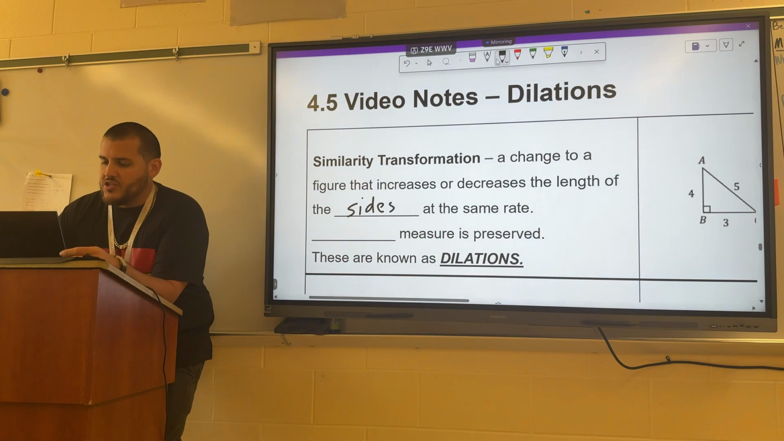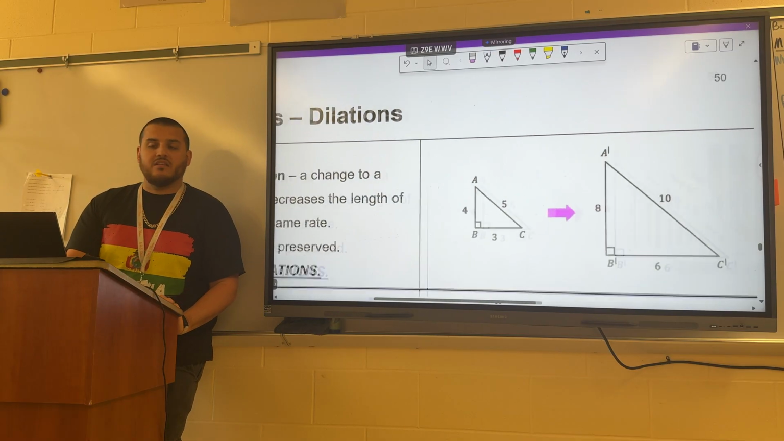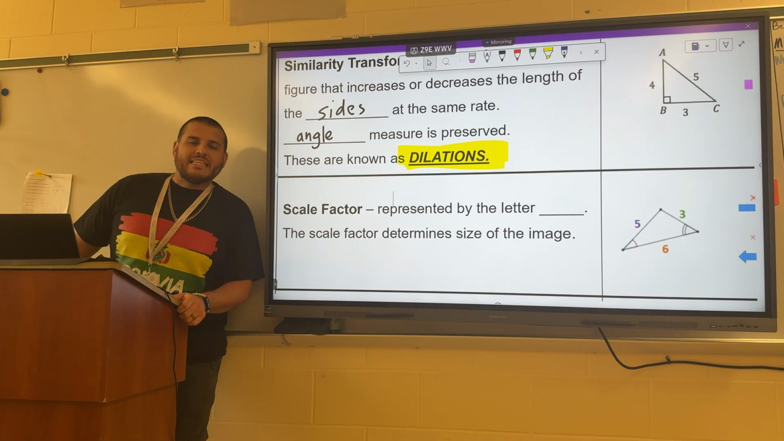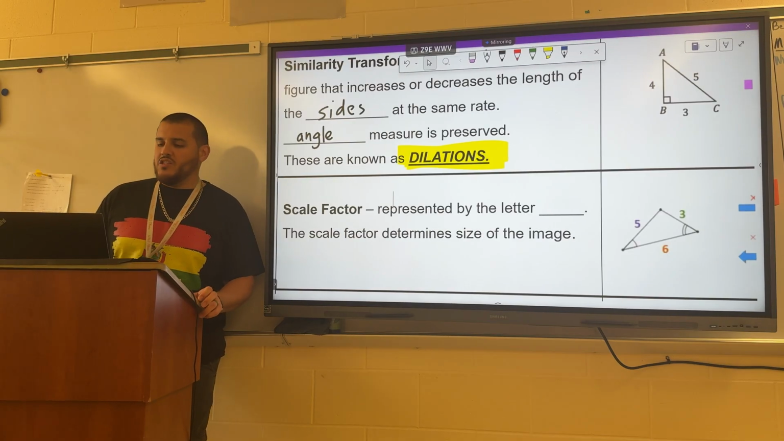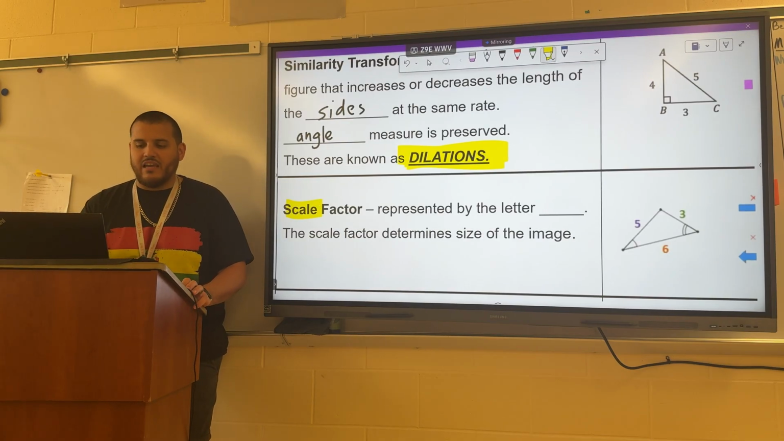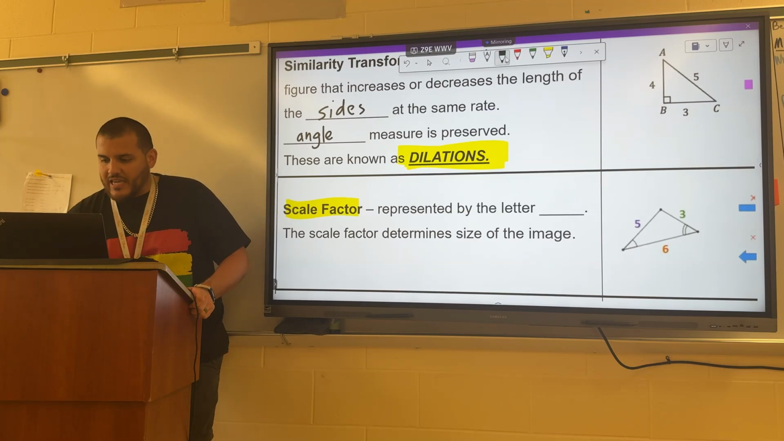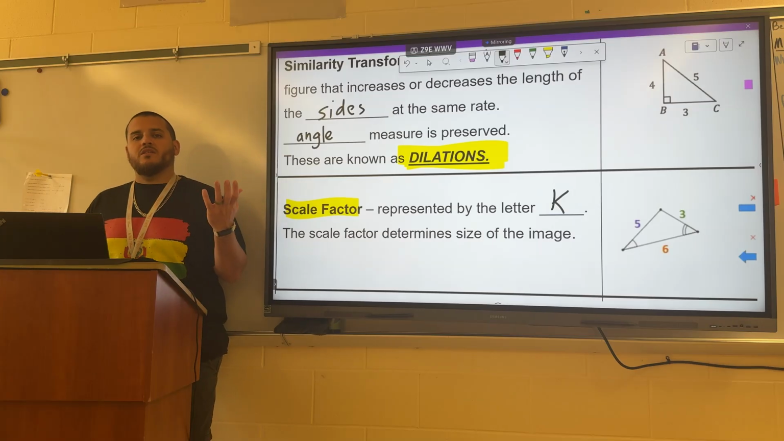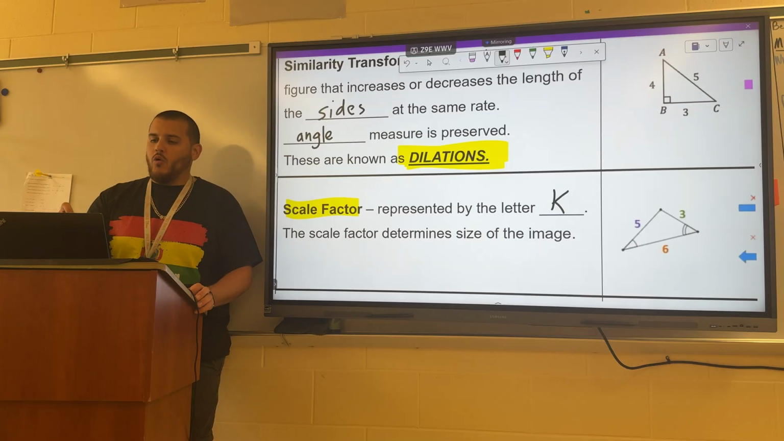However, the angle measure is going to be preserved when we dilate. So we're going to have the same shape, just different sizes, like these, right? These are known as dilations. The thing that determines that rate of change for our figures is called the scale factor. We use the letter K to represent our scale factor. And again, that K is going to determine if the shape gets bigger or smaller.